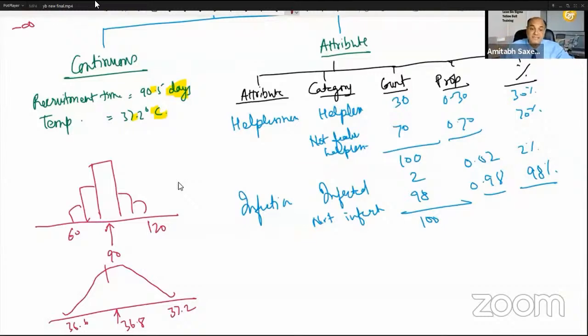It follows normal distribution, but here, helpless, I will use a bar chart or I will use a pie chart. 30% are feeling helpless, 70% are feeling resourceful.